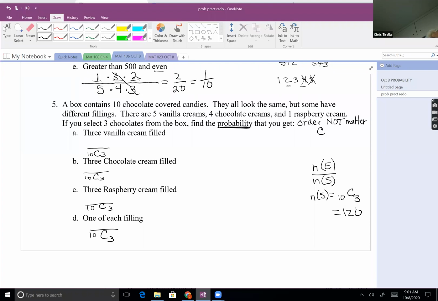Now, if I want 3 vanilla cream, we've decided it's combinations. I want 3 of them. How many vanilla cream do I have to pick from? 5. That's 5 combination 3, so 5 combination 3, 5 combination 2, so that's 20 over 2, so that's 10. So this would be 10 over 120, or 1 in 12.